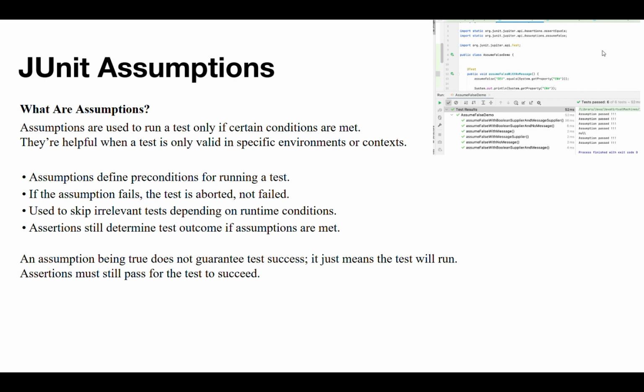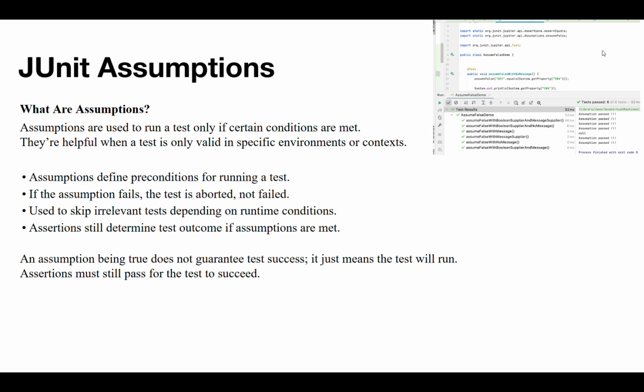They're especially useful in multi-environment CI steps where some tests don't apply to all stages. JUnit provides methods like assumeTrue, assumeFalse, and assumingThat to express these conditions. If the assumption is not met, the test is skipped rather than failed. This helps keep your test reports clean and meaningful, especially when you're running hundreds or thousands of tests in different environments. Assumptions are a great way to build smarter test suites that adapt to their context.